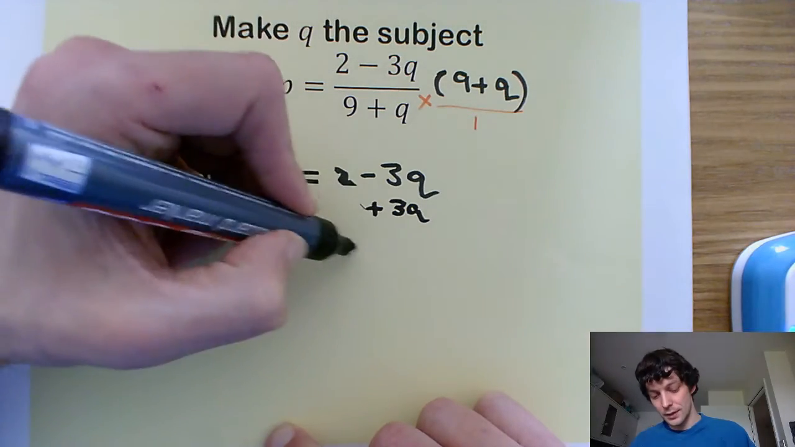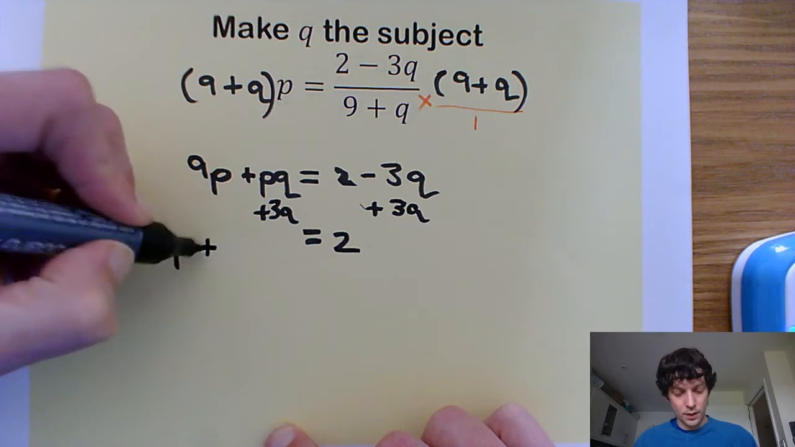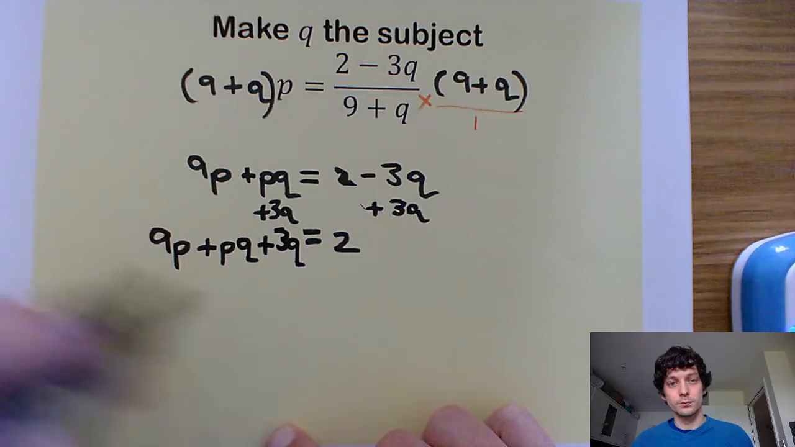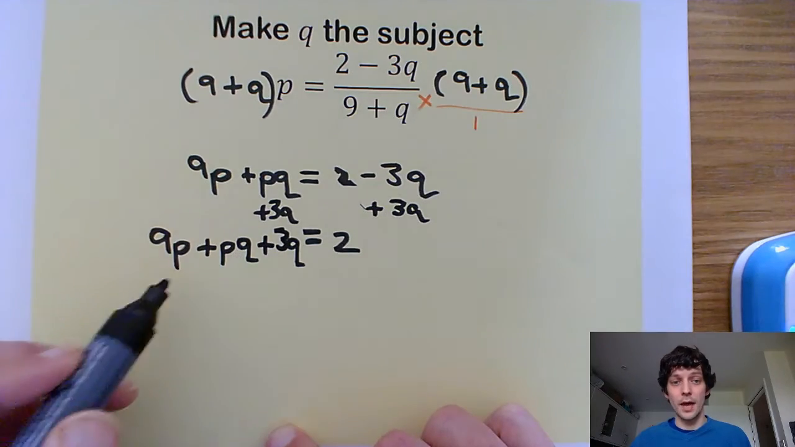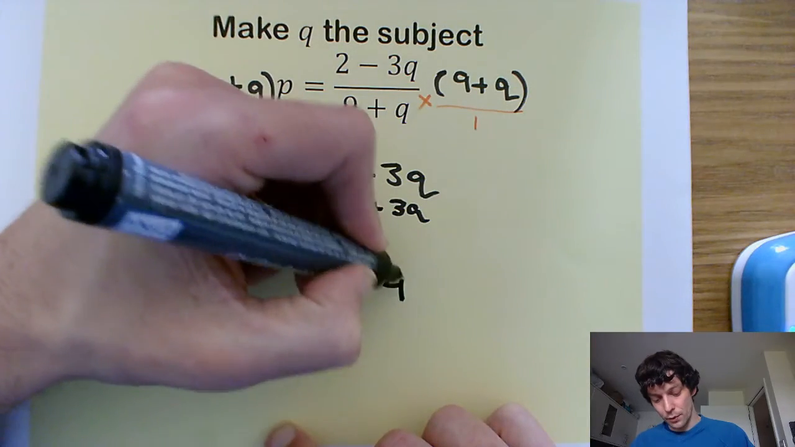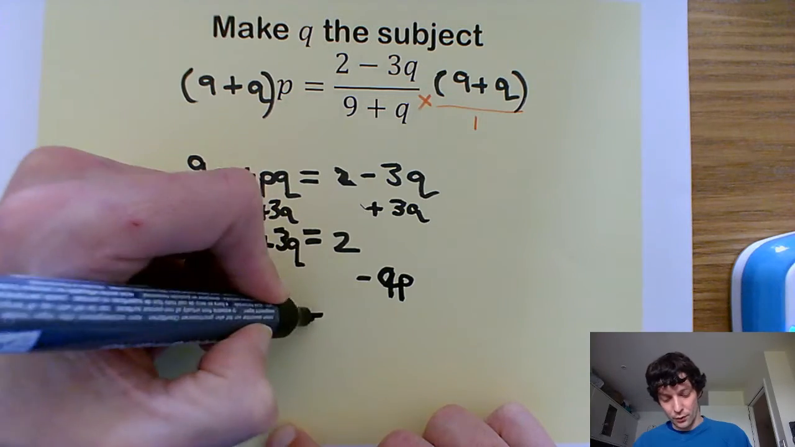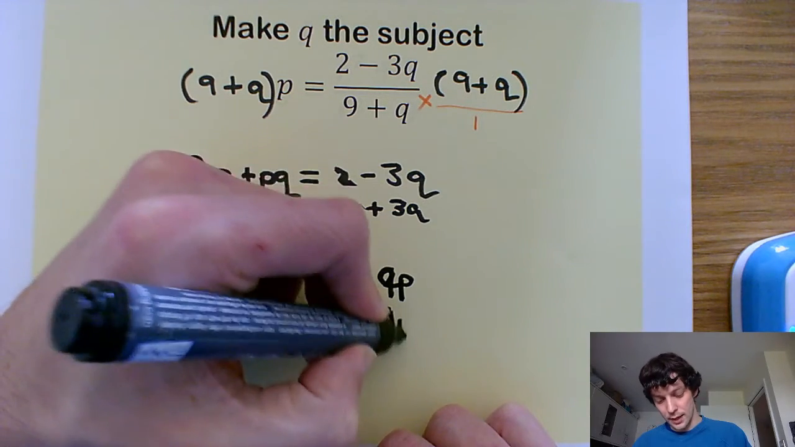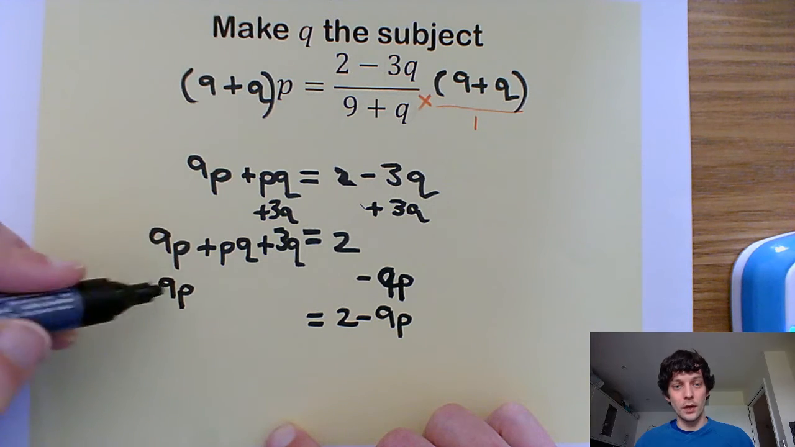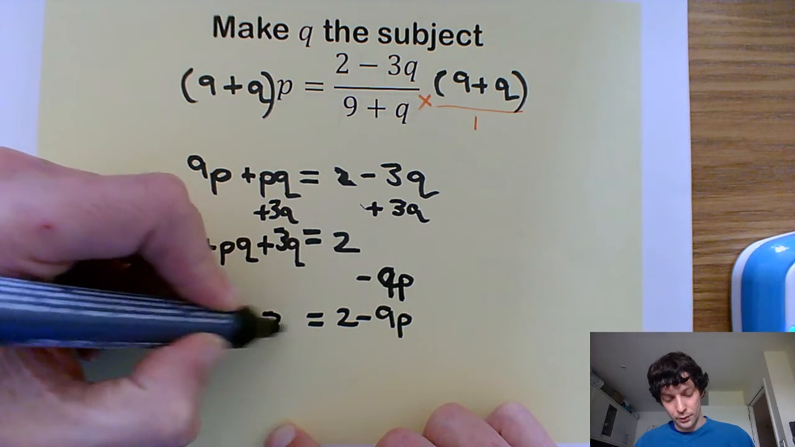So on this side, I'm just left with the 2. On this side, we've still got 9p, we've still got pq, and we've still got 3q. Well, I want the q terms together. I don't want this 9p, so let's take this away from both sides. Perhaps if I write the right term. So on the right hand side, we've got 2 minus 9p. On my left hand side, we've got rid of the 9p that was there by taking away 9p. So we've still got pq plus 3q.